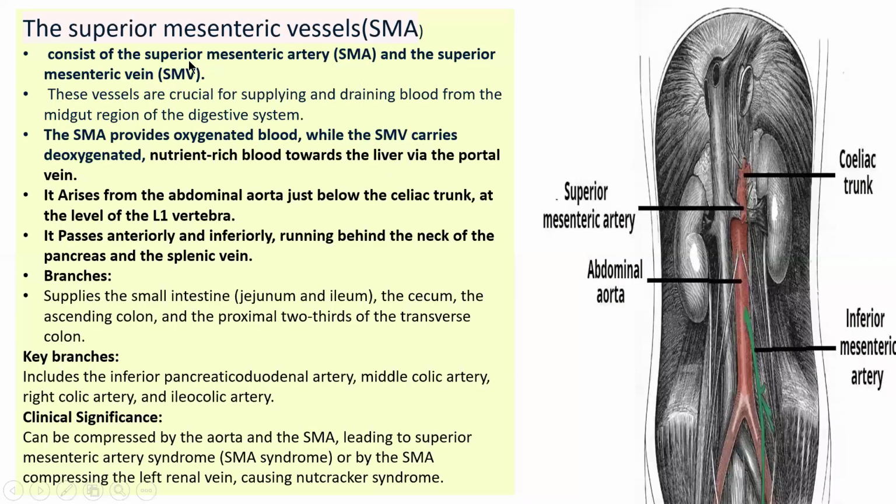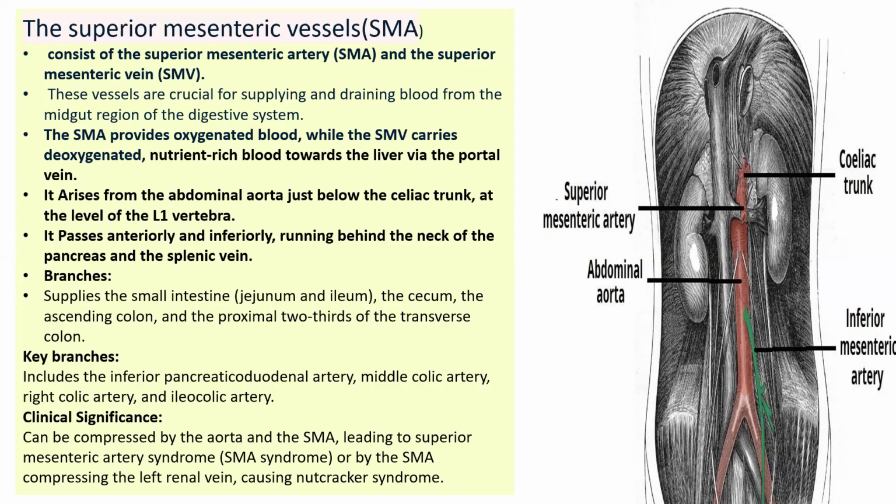Now we are going to explore the superior mesenteric vessel. What is the superior mesenteric vessel? Vessel means it consists of artery and vein. It plays an important role in supplying and draining blood from the midgut region of the digestive system. Draining blood means blood which is going out from the midgut region, including the small intestine, stomach, pancreas, and liver.